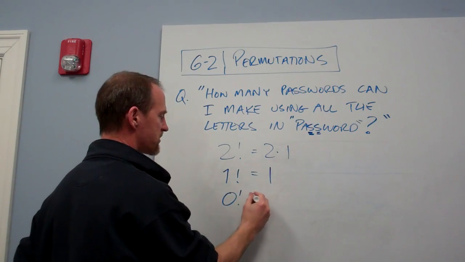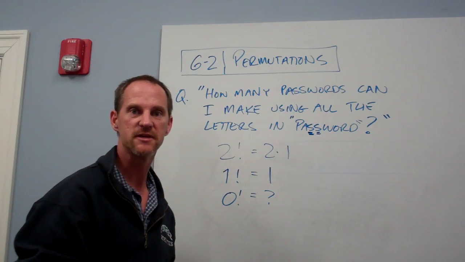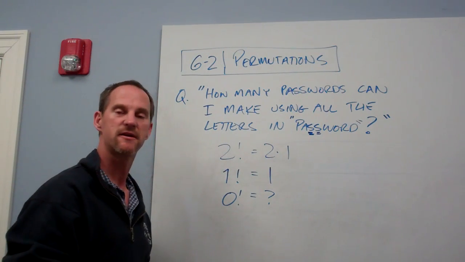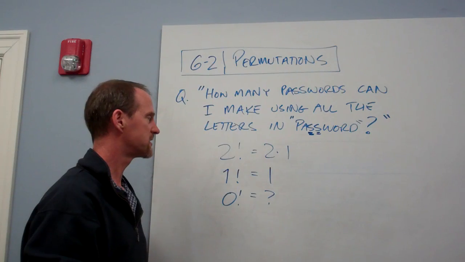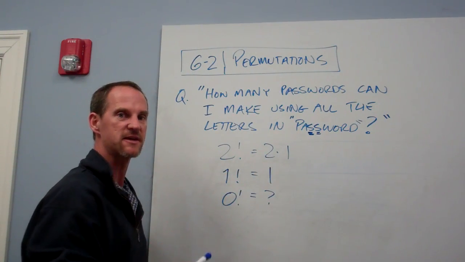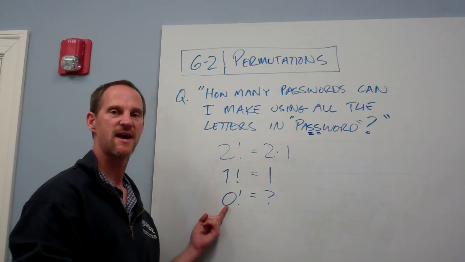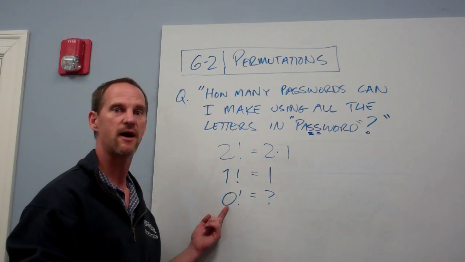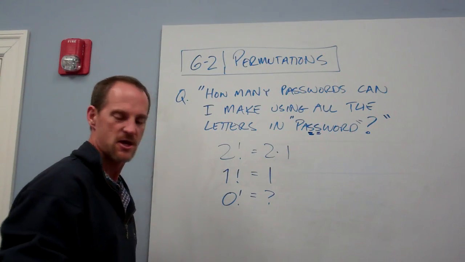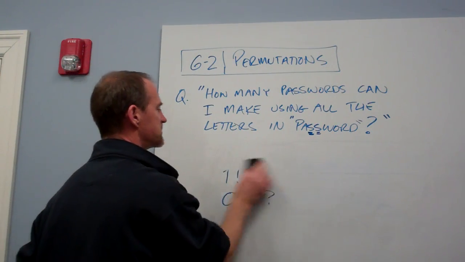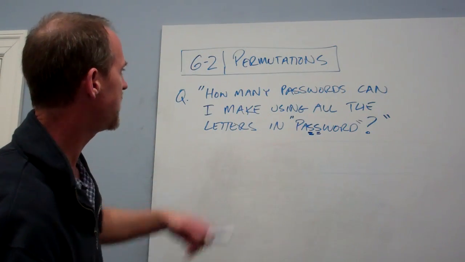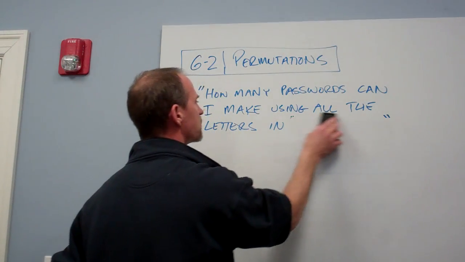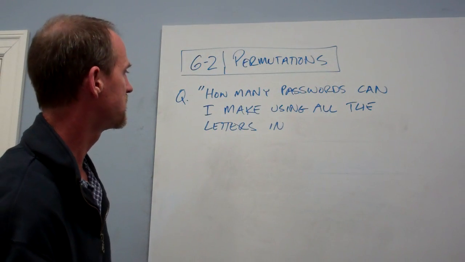How about if you tell me what you think 0 factorial is? And then try typing it into your calculator and see if it is correct. Remember, this is really about counting things, and 0 factorial is a lot like saying how many different ways can I count 0? So, final question then is, how many different passwords can I make rearranging Mississippi?